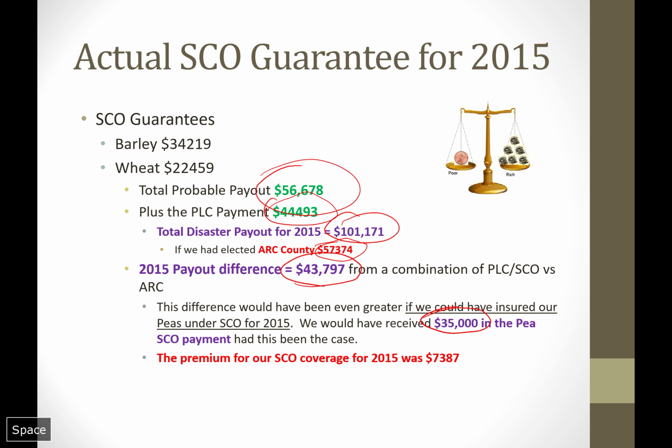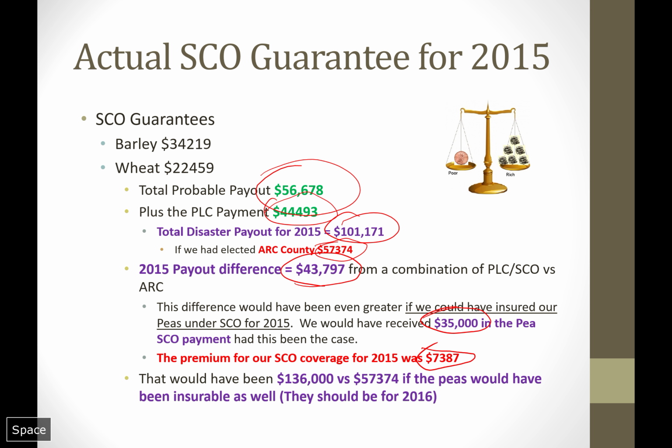Our premium for SEO in 2015, I'm sure that's the next part that you guys are wondering about, is we paid $7,300 into SEO for that $56,000 payout. So you always end up paying in between 12 and 14%. But your odds of getting paid are pretty high, right? Because all the county has to do is fall below 86% of its average, which is not a real big blip on the radar when you take revenue and yield into account. So we would have received another $35,000 in P payout had we been able to insure those.